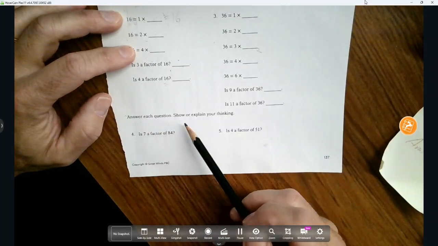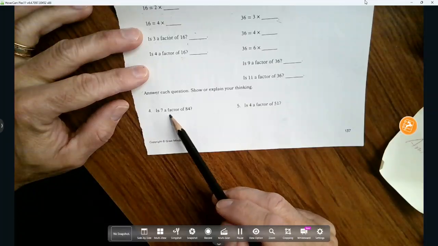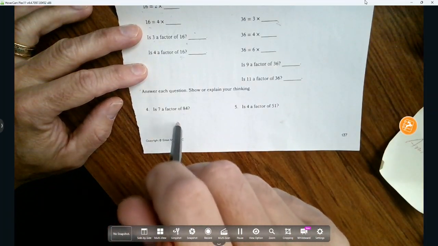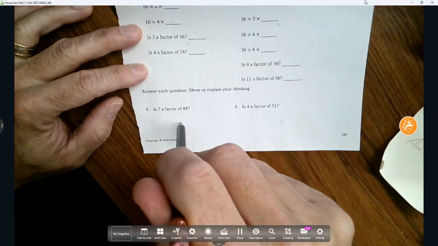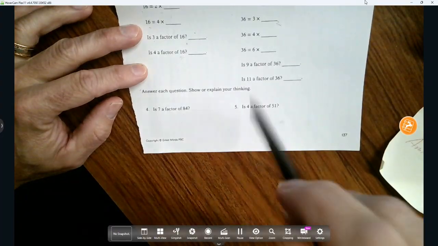Answer each question. Show or explain your thinking. Is 7 a factor of 8? So if 7 is a factor of 8, you can write a multiplication equation for me right here, just like you did the multiplication equations on lesson 21 last night or whenever you did it.